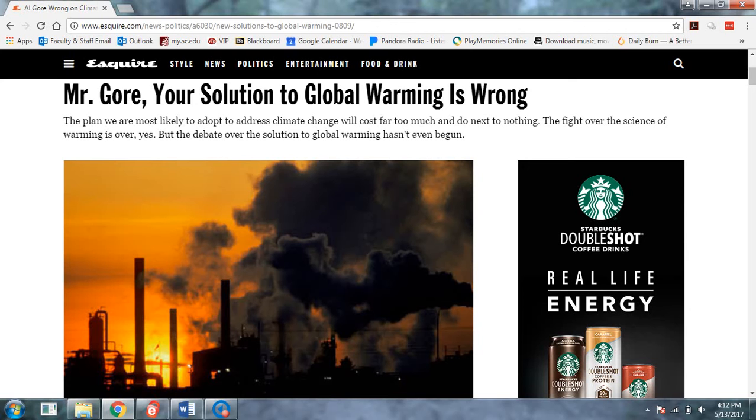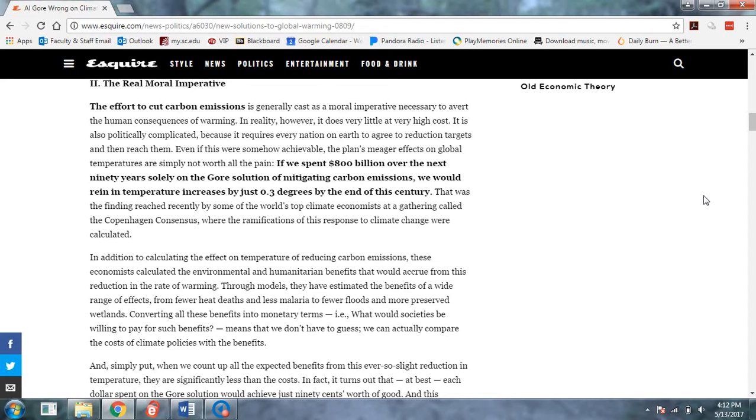So when Lomborg is making his argument, he includes lots of the things that you're going to want to do when you're writing your proposal. So the first one of those, supporting your claims. Remember, if his general claim is that cutting carbon emissions is not the best solution, he needs to prove that to us. So if we look here under the real moral imperative, we see him backing up this claim. He has to provide support. So he says, if we spent $800 billion over the next 90 years solely on the Gore solution of mitigating carbon emissions, we would rein in temperature increases by just 0.3 degrees by the end of this century.